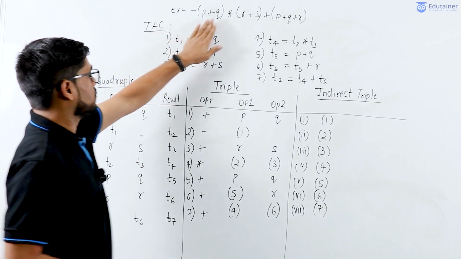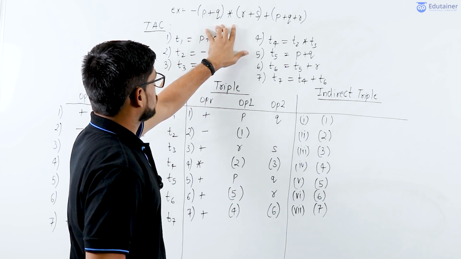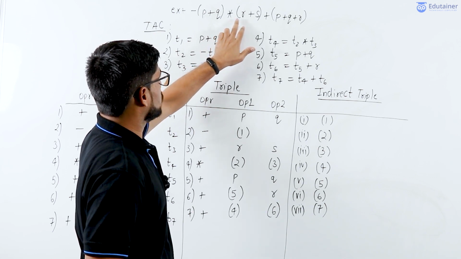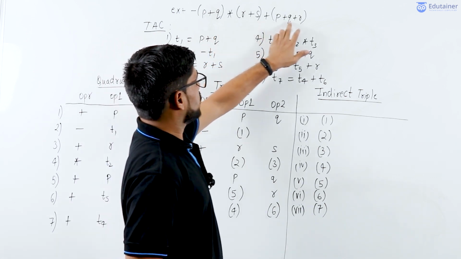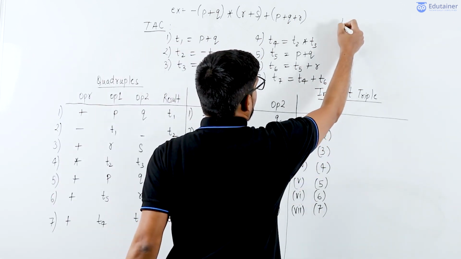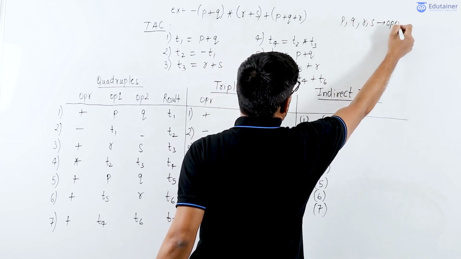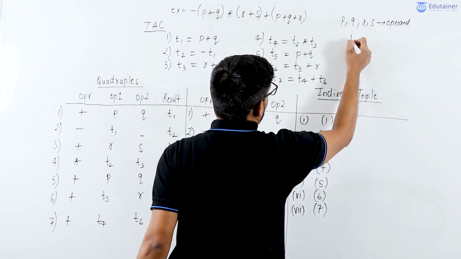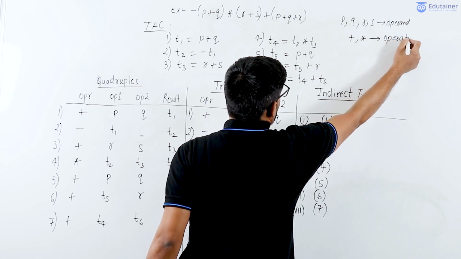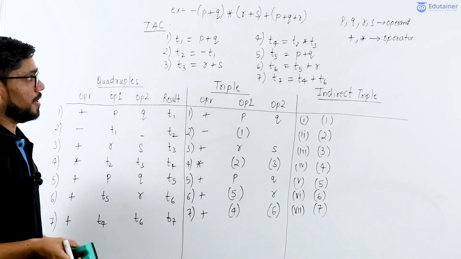I will explain these three representations with the help of an example. In this particular example, there is only one line of code present. The code is minus (p plus q) multiplied by (r plus s), plus p plus q plus r. In this example, p, q, r, s are four operands, and plus and multiplication are the two operators. So remember that these two are operators and p, q, r, s are operands.